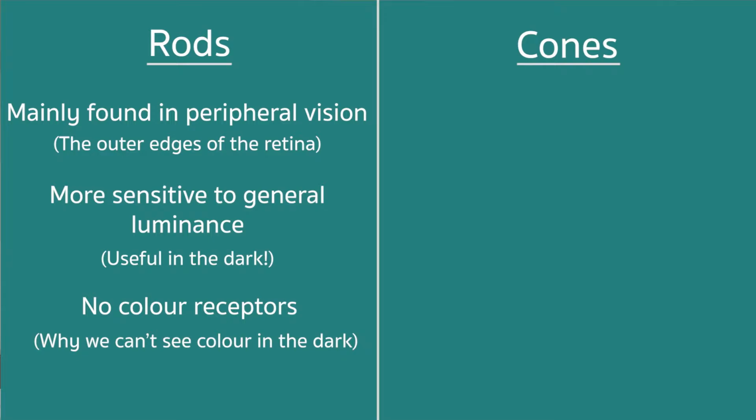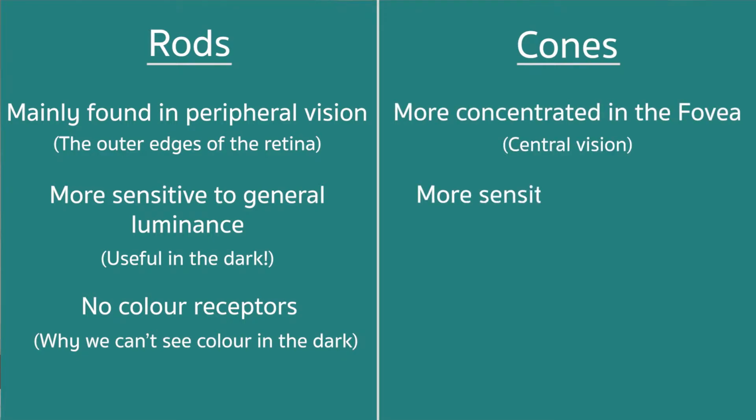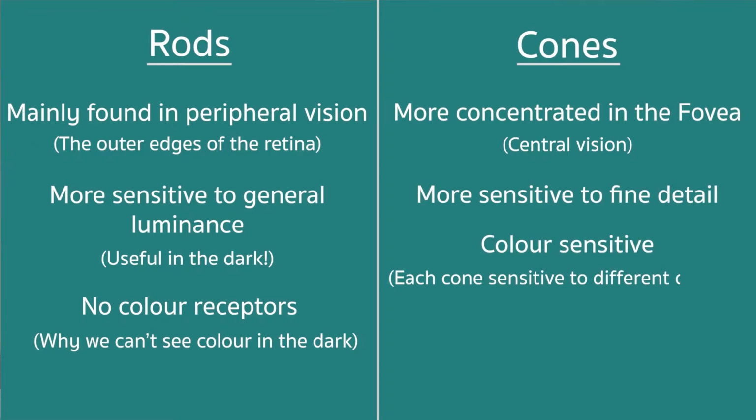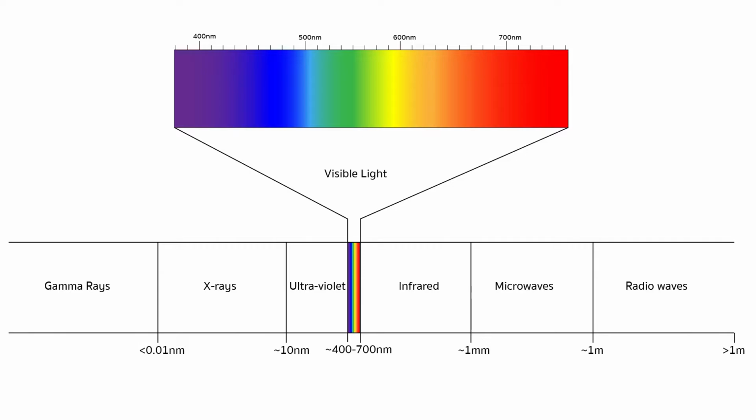Cones, on the other hand, are predominantly found in the fovea, or our central vision. They're a lot more sensitive to fine details and they are color coded, which means the reason we see color is because of the cones. Remember that visible light is part of the electromagnetic spectrum, and within the visible light portion of the electromagnetic spectrum is all of the colors that make up visible light. So each color has a different wavelength of light. Now the cones in our eyes are coded to a specific wavelength of light. So each cone is sensitive to a different wavelength of light or a different color.